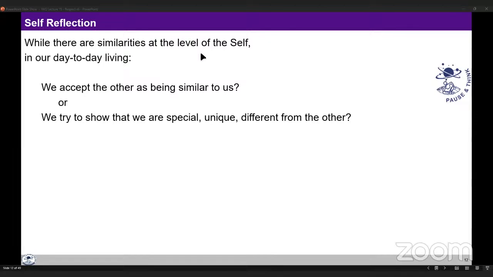While there are similarities at the level of the self, what do we keep doing in our day to day living? We accept the other as being similar to us. Do we do that? Or do we try to show that we are special, unique, different from the other? At times it does happen.